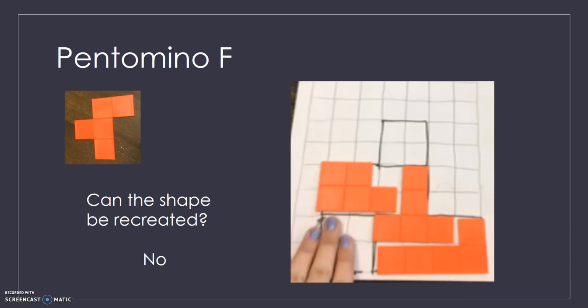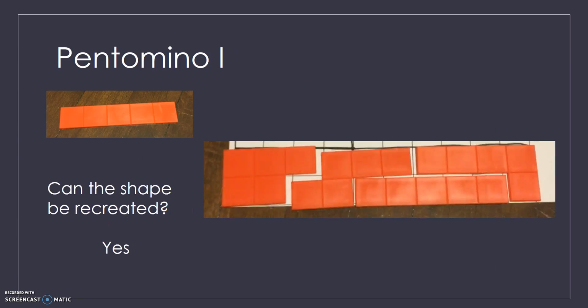So pentomino F was the first one that I tried, and I doubled it on a piece of graph paper and tried to recreate it with the pieces, and unfortunately I could not recreate it. As you can see, I attempted to recreate it with pentomino P, T, and L. Pentomino I could be recreated. I used pentomino P, pentomino N, I, and L to recreate this image.